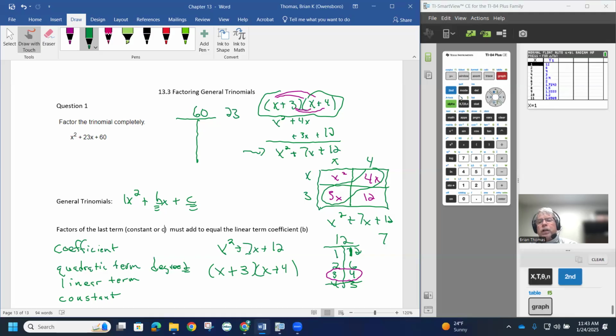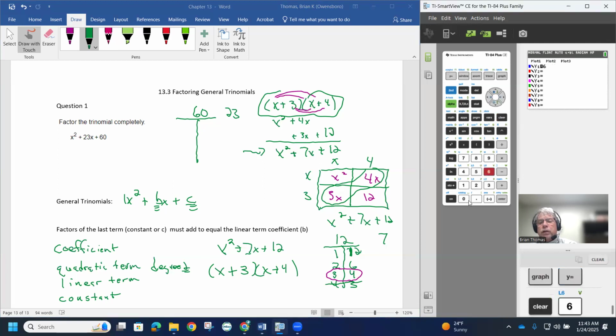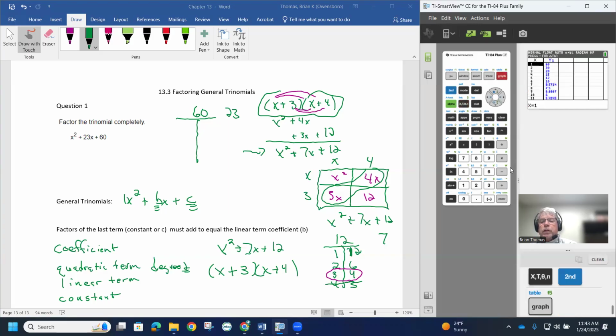To get my factors of 60, I can use a calculator. I go to y equals, clear this off, and enter 60 divided by x, and go to my table. That's how we get 1 times 60 is 60. 2 times 30 is 60. Is 3 a factor of 60? Yeah, 3 times 20 is 60. Is 4 a factor of 60? 4 and 15. Is 5 a factor of 60? 5 and 12. So anyway, it's a lot of factors for 60.